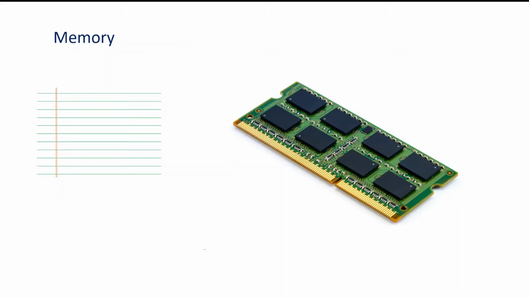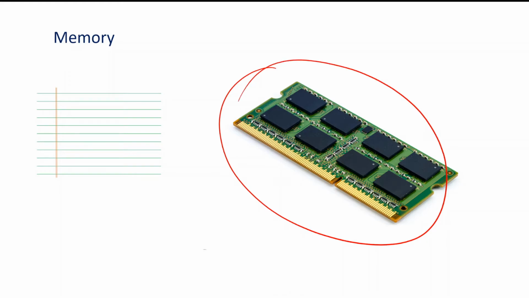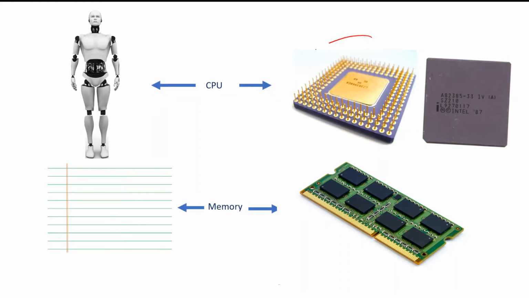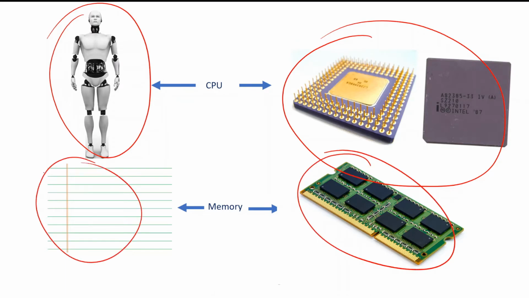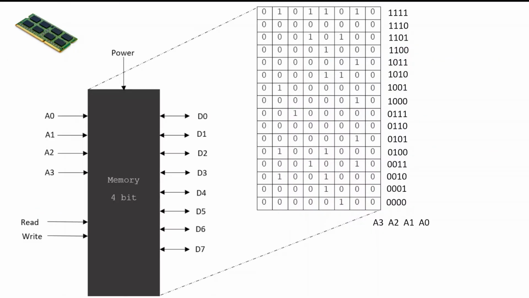The real memory is also an electronic component, and it looks like this. Here we can see the real CPU and the imaginary CPU that we use to explain the concept. Similarly, the real memory and the imaginary memory are also given here. Let us take a look at the architecture of the memory.